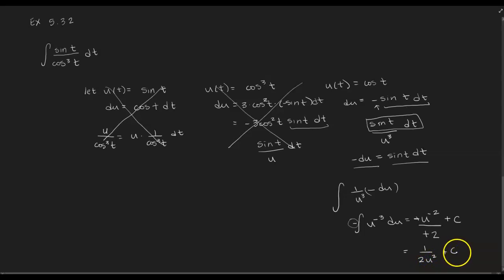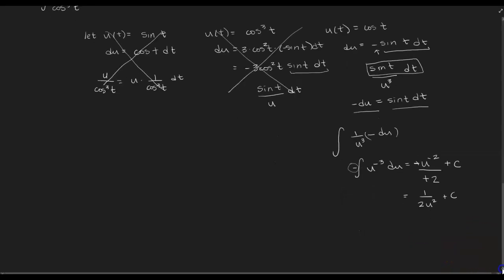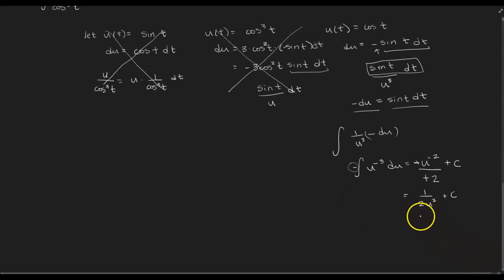And then our final step would be to replace u in terms of t again. So remember that we said u is equal to cosine t. So our antiderivative really looks like 1 over 2 cosine t squared plus c. And that's our final antiderivative.